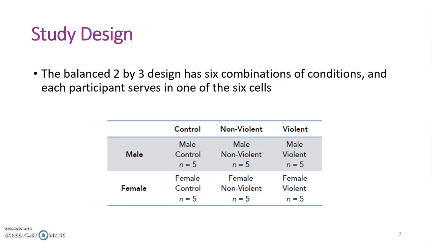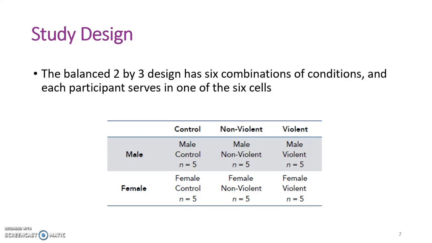So how we refer to these designs is we would call this a 2x3 design. That is telling us, before we get into what the numbers 2 and 3 mean, that we have 2 factors. The first factor we're going to call gender, and the 2 in the 2x3 design indicates that there are 2 levels of the gender factor.